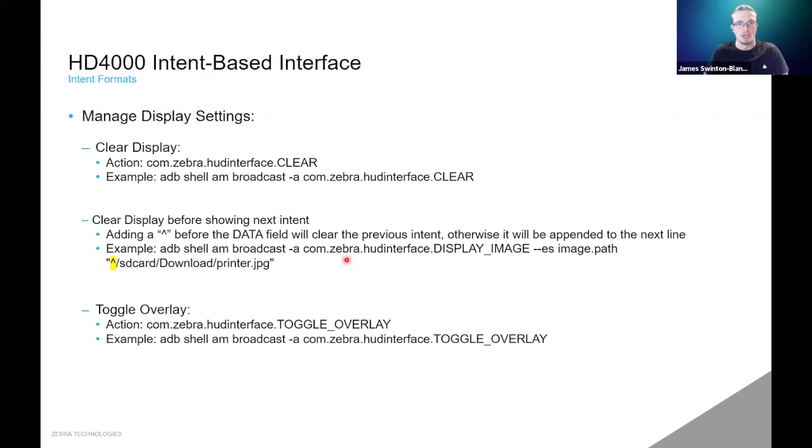So for example, if you wanted to display an image, but you wanted to clear whatever was previously on the display, then you would push through the caret as part of the image.path variable. If it was a text widget that you wanted to display and you wanted to clear the previous screen, then you would place this caret symbol before the text that would be displayed. And then finally, you have the option to toggle the overlay, and this is just the overlay that's on the device screen for boardroom demos and things like that.